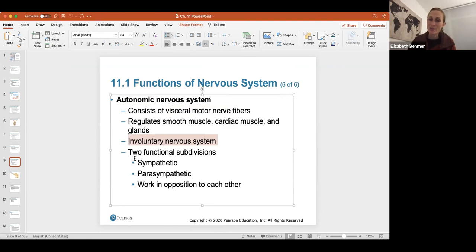And this is where we have 2 functional subdivisions, the sympathetic and the parasympathetic autonomic nervous system. And these will work in opposition to each other. And you should know well the differences between the sympathetic and the parasympathetic division.